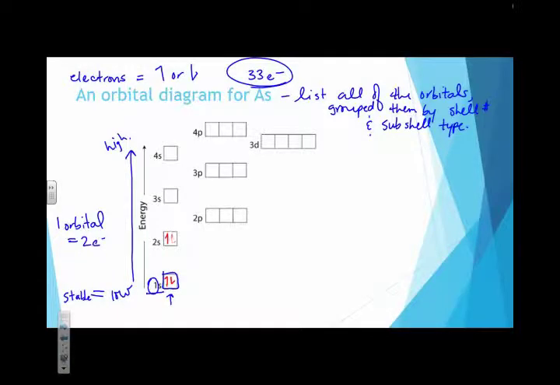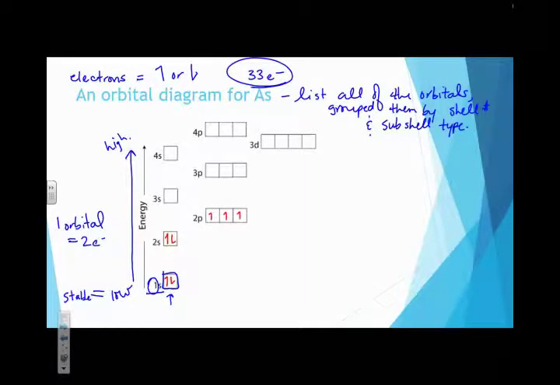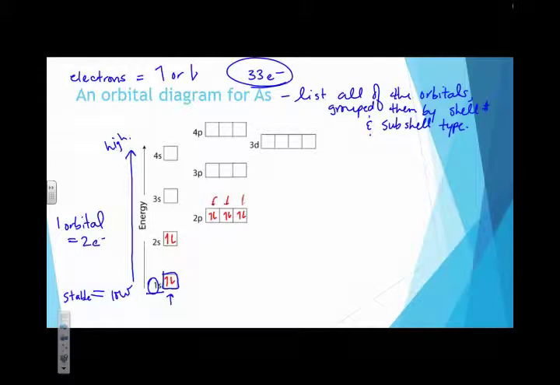I'm going to go up to the 2s, put another 2 electrons in. That orbital is full. I'm going to go up to the next available orbital, find the 2p, put in 2 electrons in each of those boxes, because this is each an orbital here. The 2p subshell has 3 orbitals of equal energy. At this point, I've used up 10 electrons. I still have ways to go.